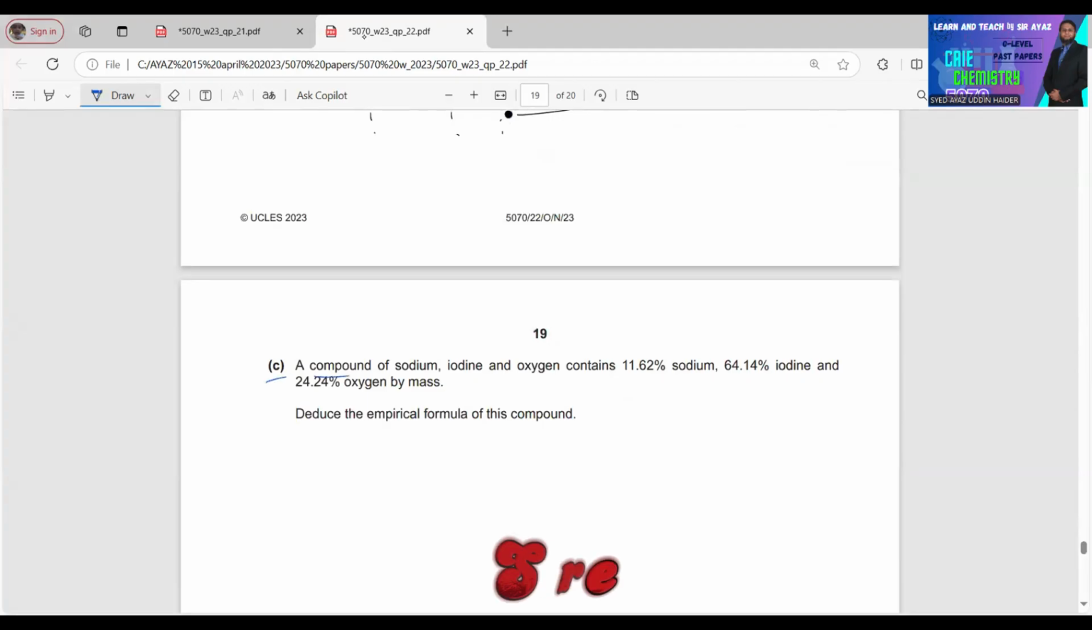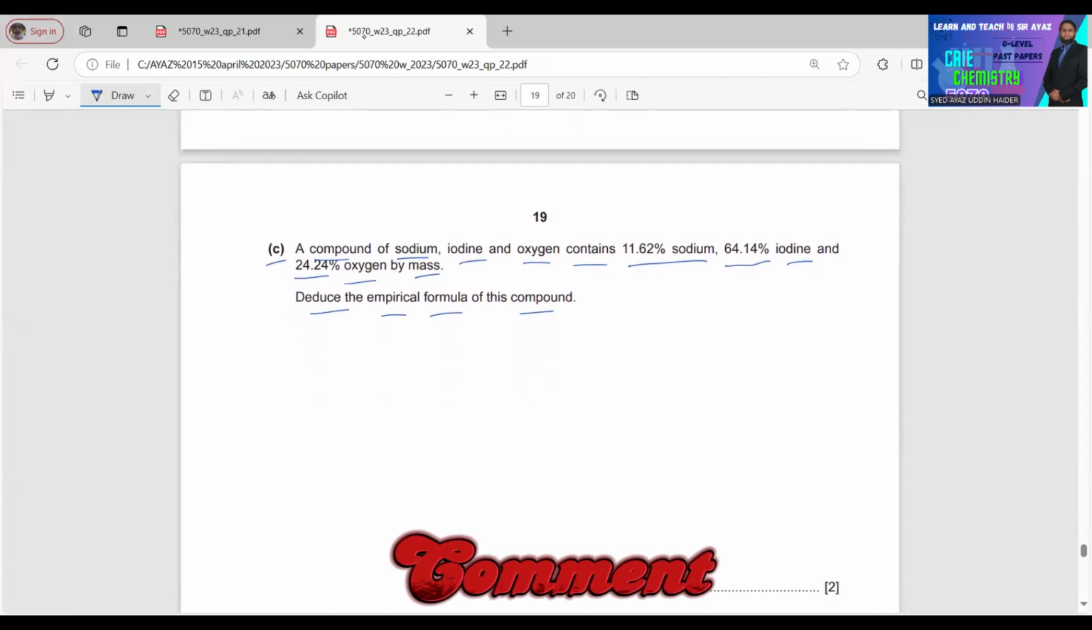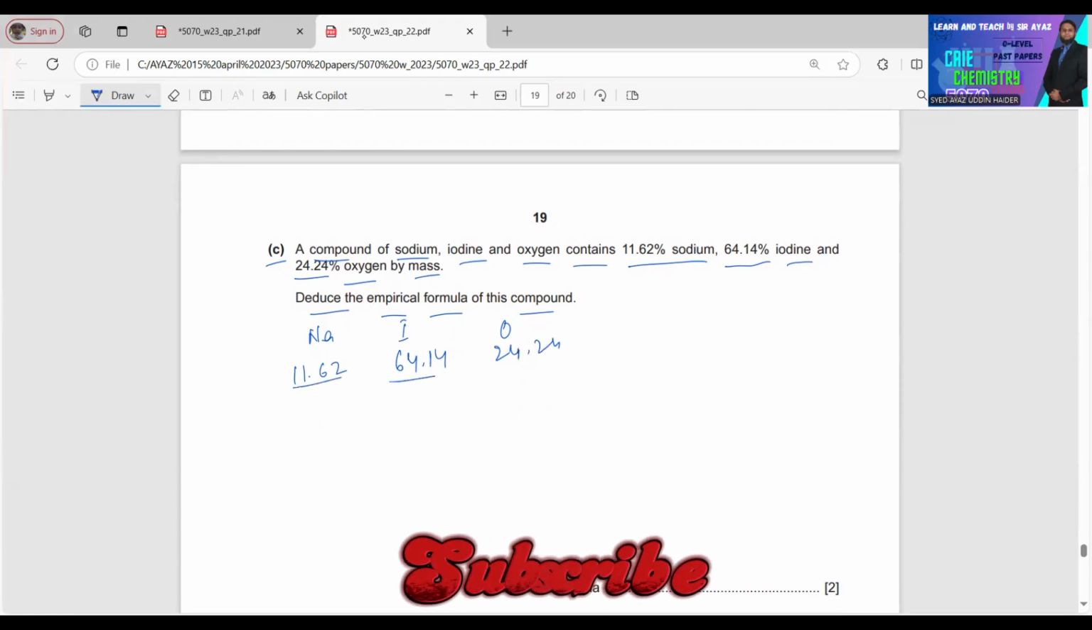A compound of sodium, iodine, and oxygen contains 11.62% sodium, 64.14% iodine, and 24.24% oxygen by mass. Deduce the empirical formula of this compound. We have sodium, Na, iodine, I, oxygen, O. Sodium is 11.62%, iodine 64.14%, oxygen is 24.24%. Now, first step, we have to divide their percentage by their Ar.